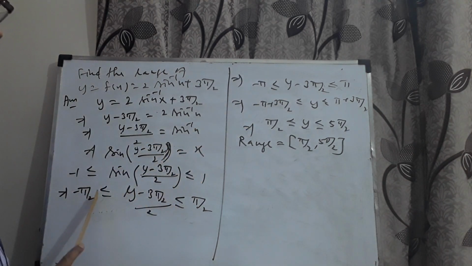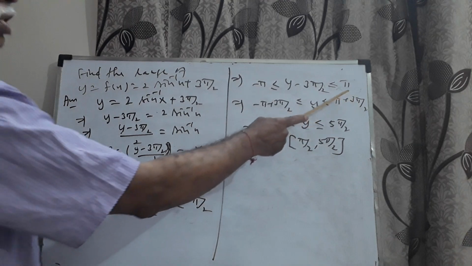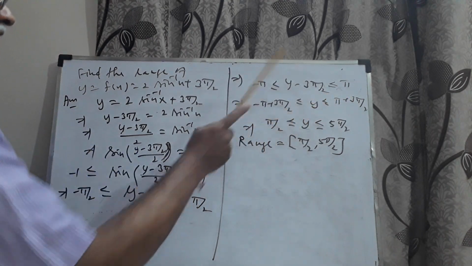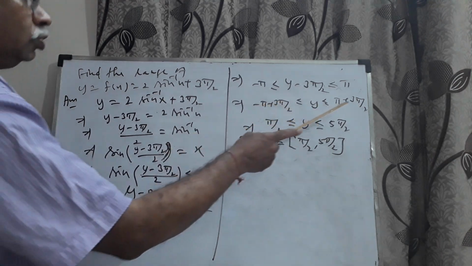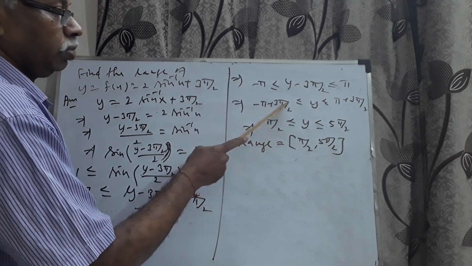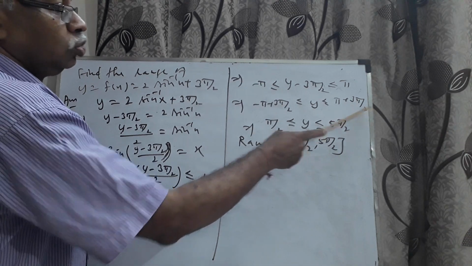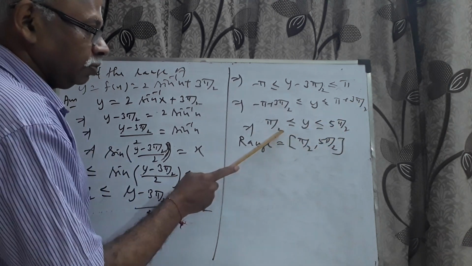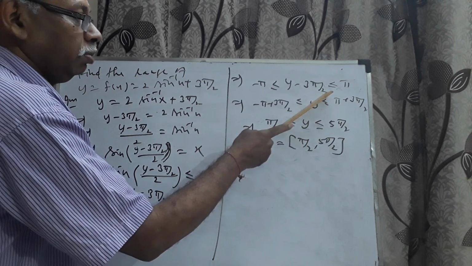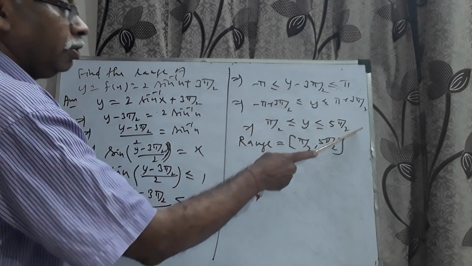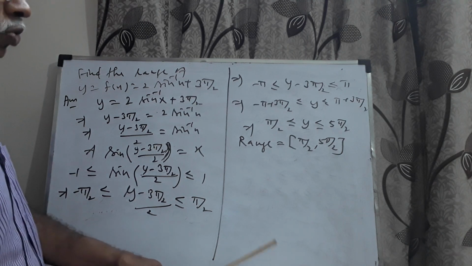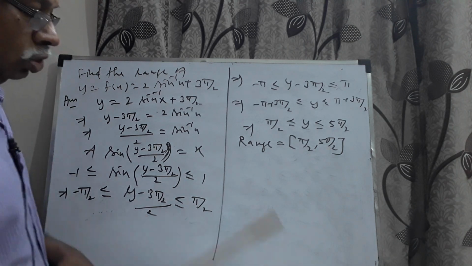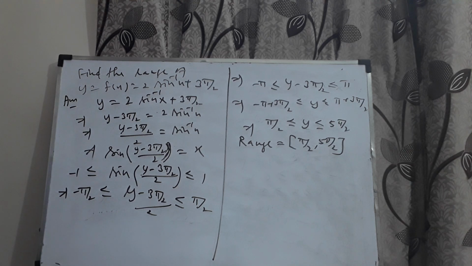Multiply by 2 throughout. Minus pi by 2 into 2 becomes minus pi, and pi by 2 into 2 becomes pi. Here the 2 gets cancelled. Add 3 pi by 2 throughout. Minus pi plus 3 pi by 2 becomes pi by 2: minus 2 pi plus 3 pi is pi, so pi by 2. And pi plus 3 pi by 2 becomes 5 pi by 2. Here the 3 pi by 2 gets cancelled. So these are the possible values y can take. Therefore, the range is the closed interval pi by 2 comma 5 pi by 2. That is the final answer.